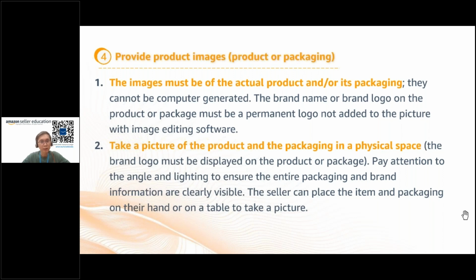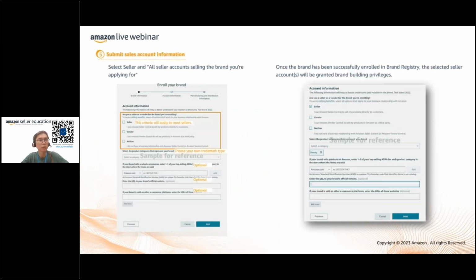And then like what it says on point two, it has to be shown like it's taken in a physical space, not those heavily edited kind of images, right? So the brand logo must be displayed on the product or the package, right? So it cannot be like a sticker. If anything looks like a sticker, it will not be approved as the image to submit for your brand registry registration. All right, so you can follow some advice here. You can put your item on the table or whatnot to take a photo of it, to make it look real. And then you upload the image.